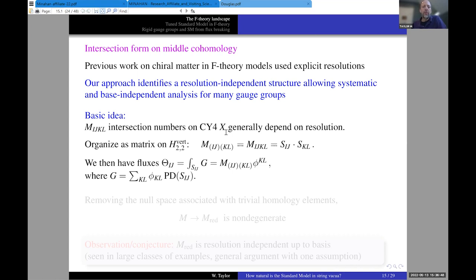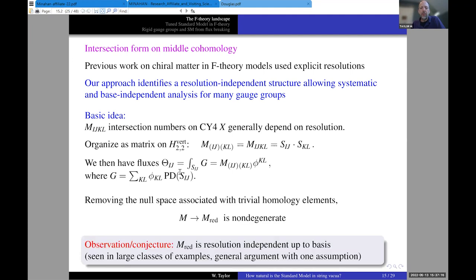We then have an equation for the fluxes, theta ij, coming through the surface Sij, integrating G through Sij, which can be written as this matrix times a vector, where this vector phi kl basically encodes the flux through Poincaré dual surfaces. So the idea is we're reformulating this whole story in terms of linear algebra and a matrix so that we can manipulate things in a fairly simple and straightforward way. If we remove the null space associated with trivial homology elements, then this matrix M, whose entries depend on the resolution, becomes a non-degenerate intersection form, which I'll call M red or M reduced.